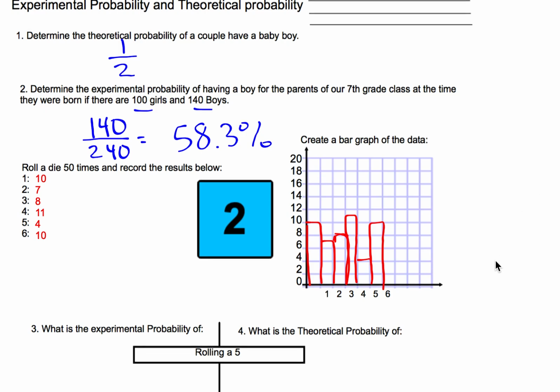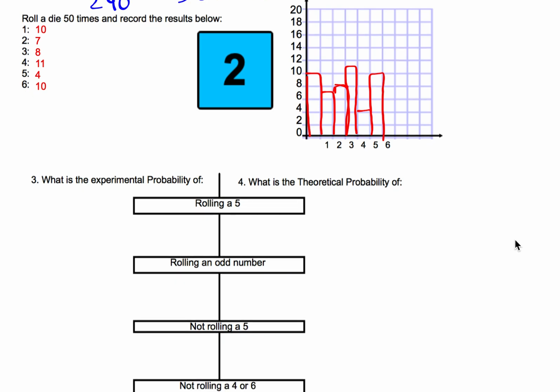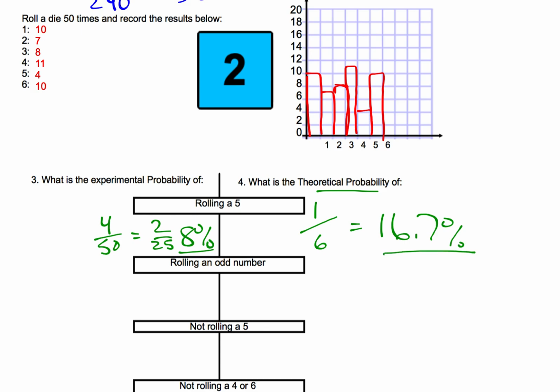What's the experimental probability of rolling a 5? Well, 5 happened 4 times out of 50, giving us a probability 2 out of 25, or 8%. So we didn't get very many 5s compared to theoretically. Theoretically, it's 1 out of 6. There's 1 5 out of 6 total outcomes, and that means 16.7% is theoretical probability. So according to our data, we did not roll very many 5s at all.